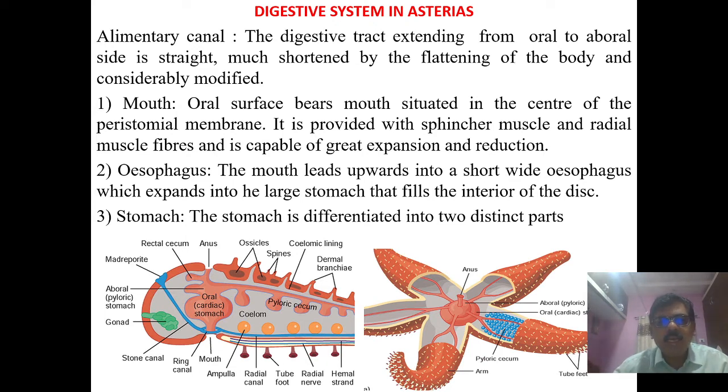The alimentary canal is a digestive tract extending from the oral side to the aboral side. This is the oral side where the mouth is situated, and this is the aboral surface where the anus is situated. Then it is straight and much shortened due to the flattening of the body, and it is considerably modified.